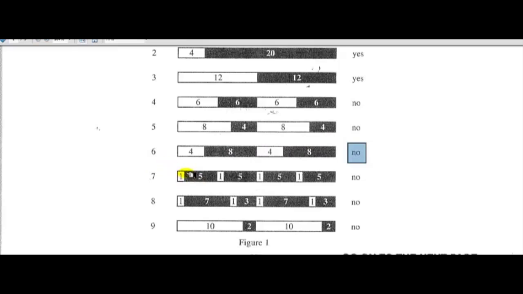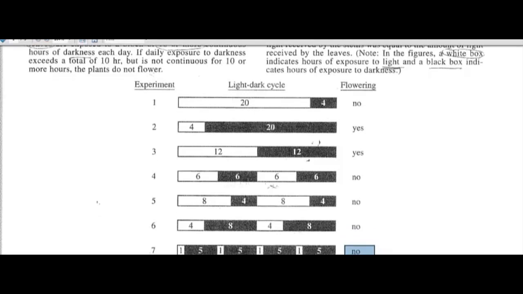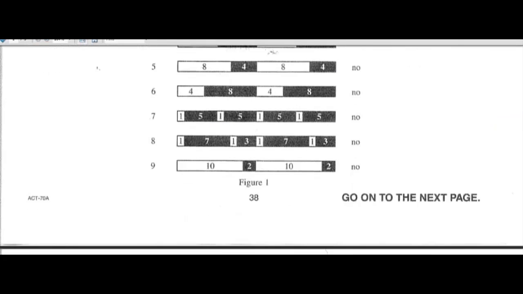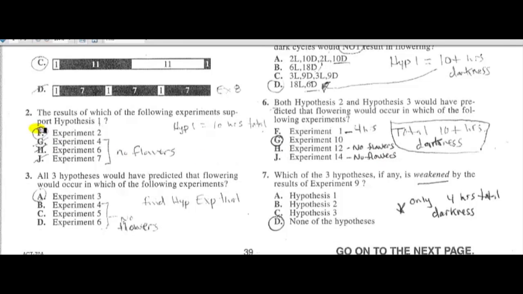Let's look at 7. 7 is 5, 10, 15, 20. So far, so good. That's more than 10 hours of total darkness. But you see that when you have more than a total of 10 hours of darkness, hypothesis 1 believes that you will have flowers, and here it says no flowering. The only answer choice that's going to say more than 10 hours of total darkness and producing flowers is experiment 2, 20 hours here, and flowering. That means experiment 2 is the only one, and our answer will be answer choice F for number 2.